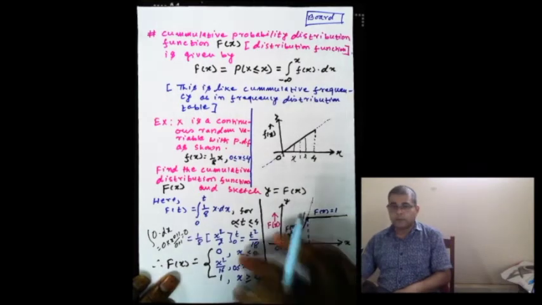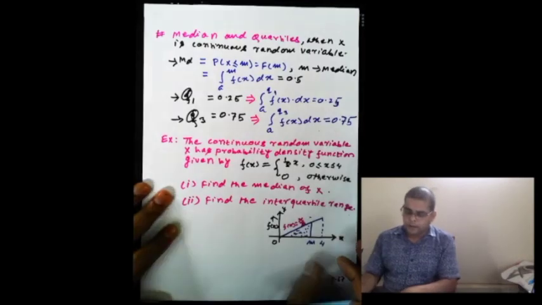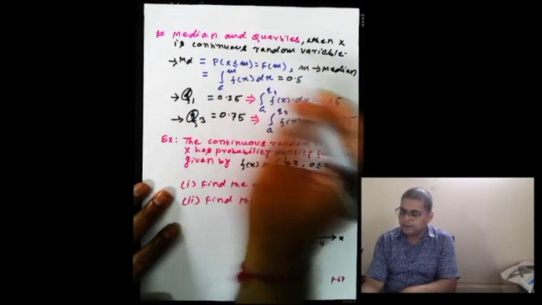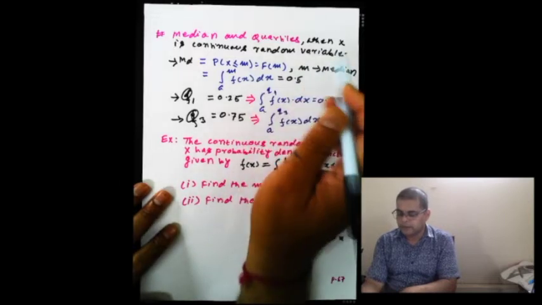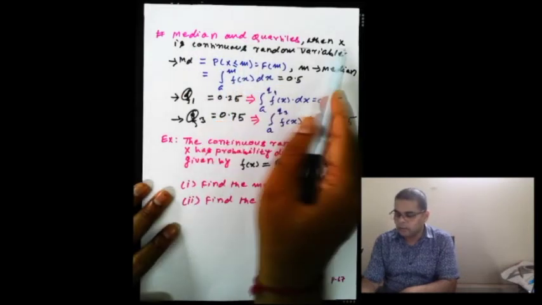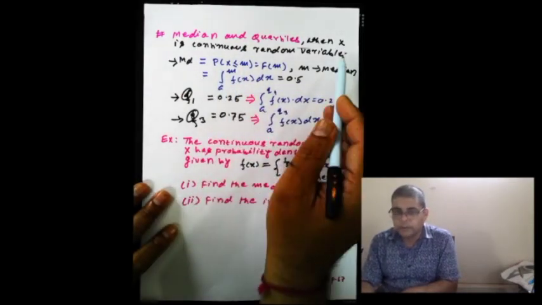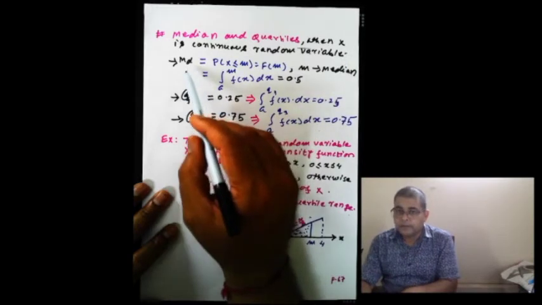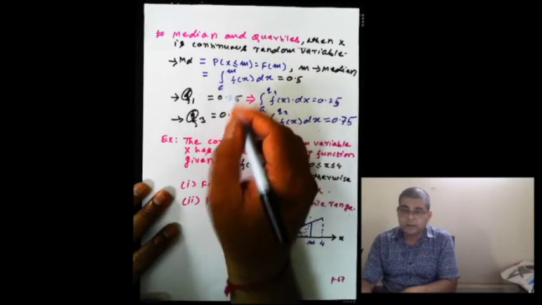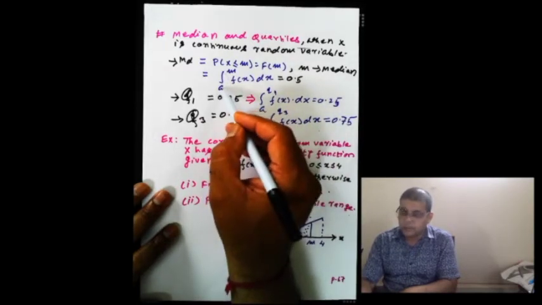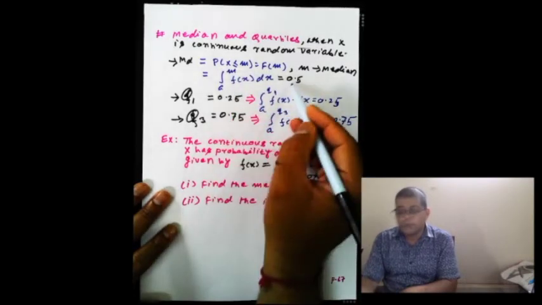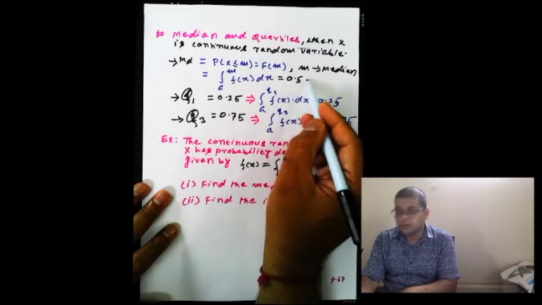So this part is most important to understand. We shall now discuss how to find median and quartiles in the continuous probability distribution case. So here our topic is now median and quartiles when x is a continuous random variable. You know that the median takes 50% of the value. So if you integrate the given probability density function from the lower limit to m, that is the middle point, then that will cover the area of 50%, that is 0.5.